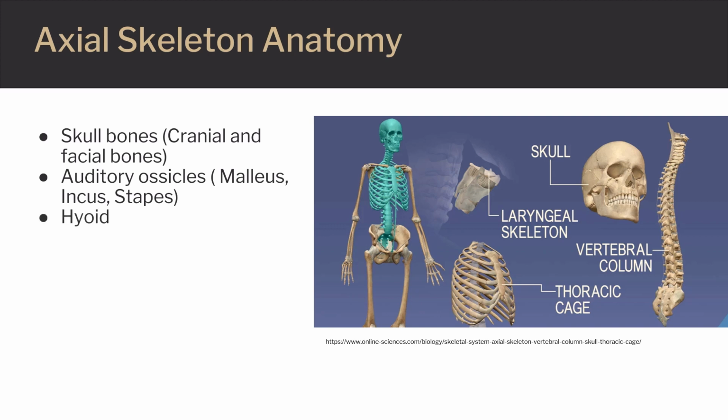Hyoid. The hyoid is a U-shaped bone found at the base of the jaw. It serves as a point of attachment for muscles and ligaments in the neck.